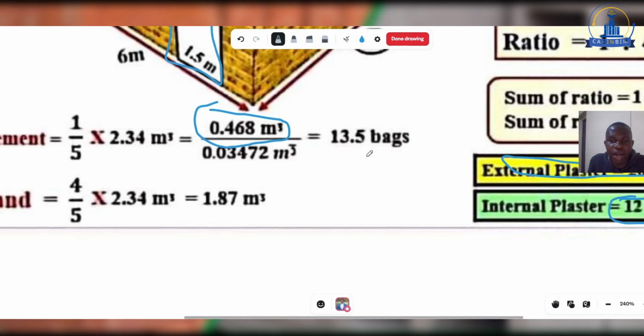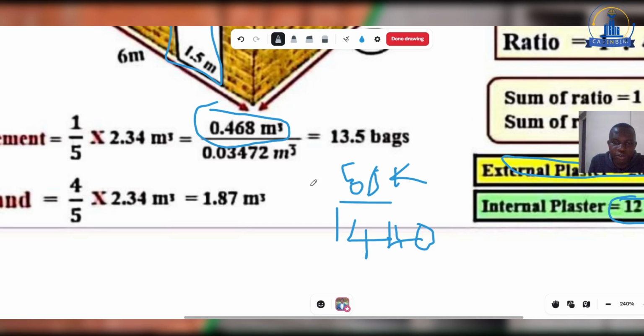By getting the volume of cement, you can work out the number of bags. A bag of cement has 50 kg, and the density of cement is 1440 kilograms per cubic meter. If you want to get volume, you divide the weight, or the mass, by the density.